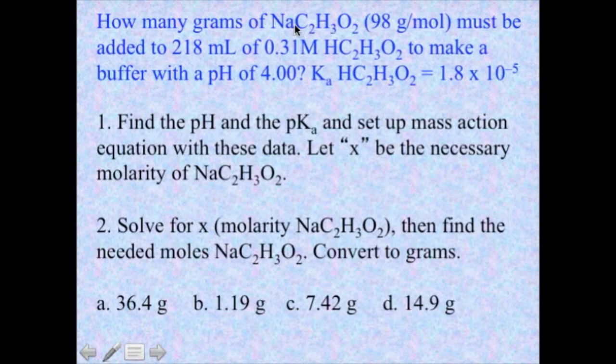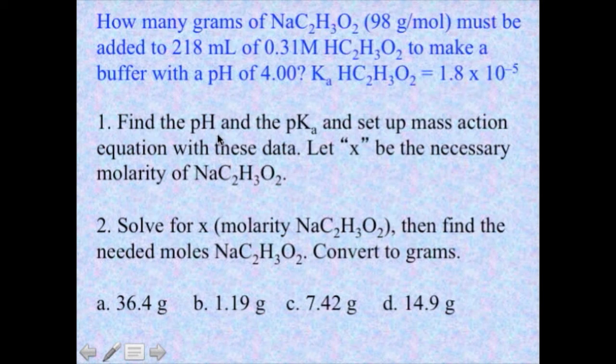How many grams of sodium acetate, molar mass 98 grams per mole, must be added to 218 milliliters of 0.31 molar acetic acid to make a buffer with a pH of 4.0? And the Ka for acetic acid is 1.8 times 10 to the minus 5.